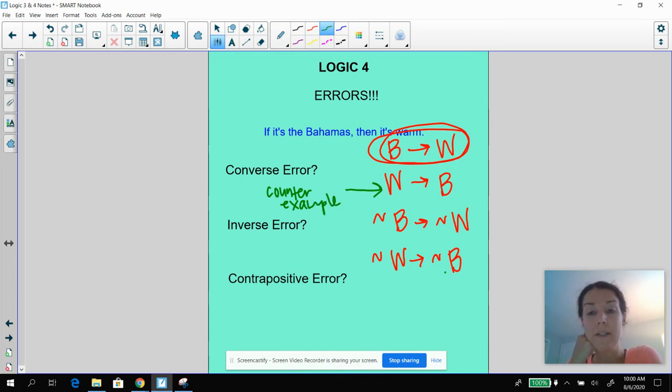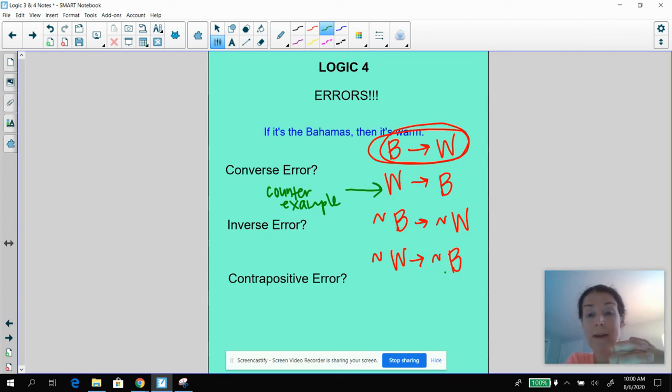And now the inverse error, let's think about this. If it's not the Bahamas, then it's not warm. Well, that's also not true, right? There's definitely an inverse error as well, because if it's not the Bahamas and it's not warm, it could be another place, right? Just the way we talked about the converse error. So a counterexample to that could be Florida or Mexico or wherever.